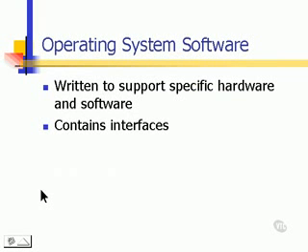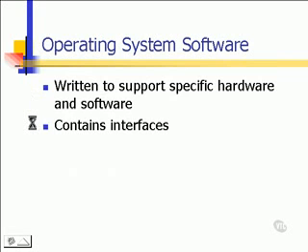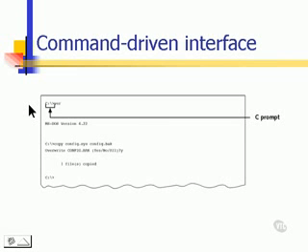Operating system software is written to support specific hardware and software, and it contains interfaces. There are many different types of interfaces. A command-driven interface is usually indicated with a C prompt. DOS was a program that started with a command-driven interface, and we still use command-driven interfaces to do some configuration, especially with TCP/IP configuration in networks.